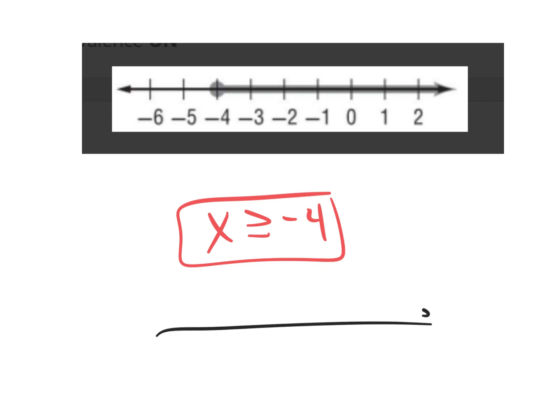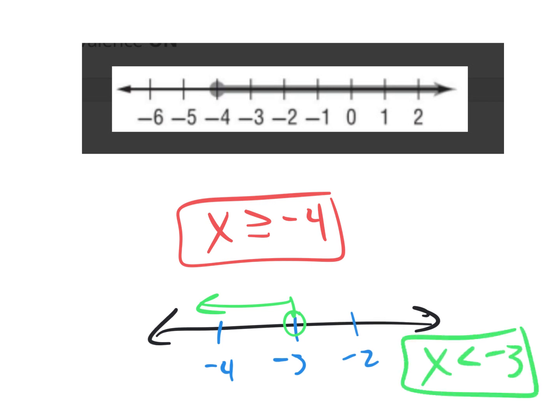Now, what if it were, let me just draw one here. What if I had something like, let's say -3 right here, -2 right here, -4 over here. Now, let's say it was an open dot going this way. What would that be? X is what? Less than -3. Okay, I think we get it.